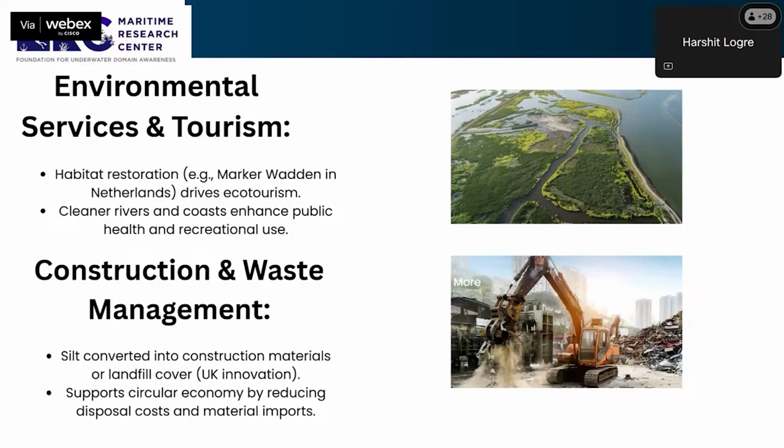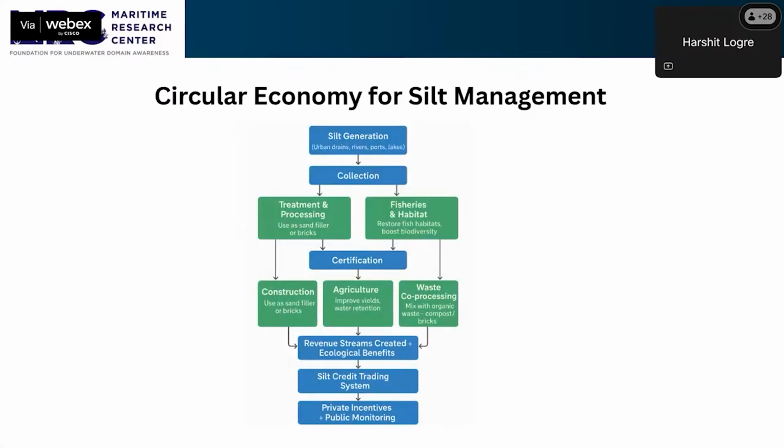The silt is converted into construction materials or landfill covers, like the innovations in the UK, and it supports the circular economy by reducing disposal cost and material imports. Next part is this flowchart, which shows how silt management can create a circular economy. It represents how silt can re-enter the economy via reuse, like in agriculture and construction, and focuses on reducing waste, saving cost, and turning a liability into a resource. And it promotes sustainability and resource efficiency.